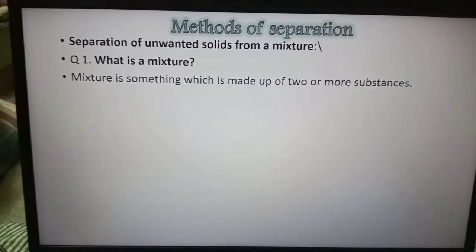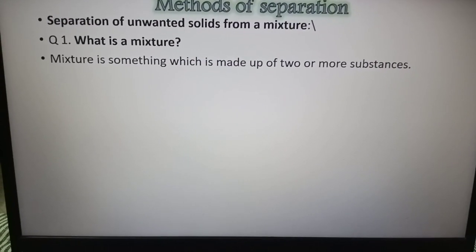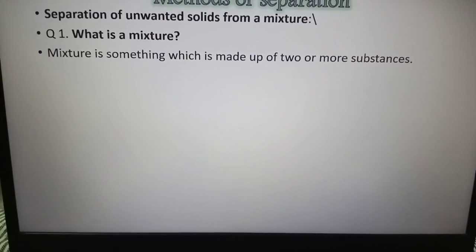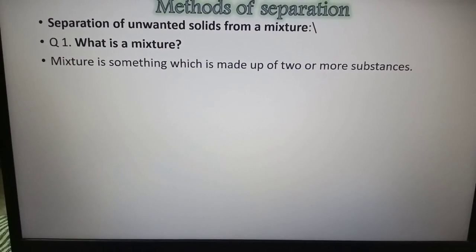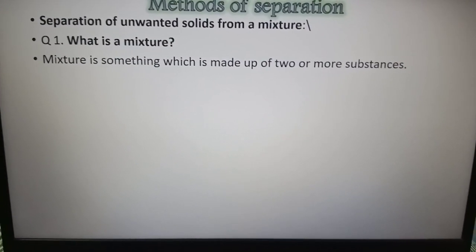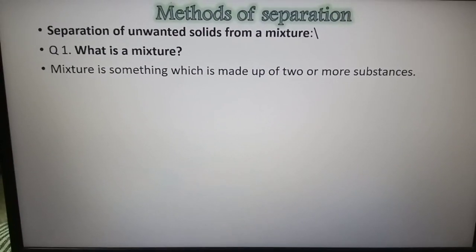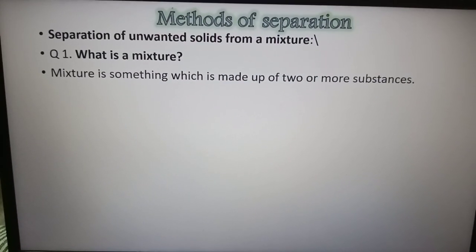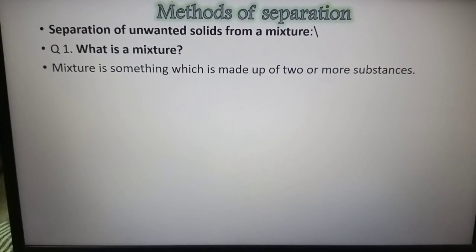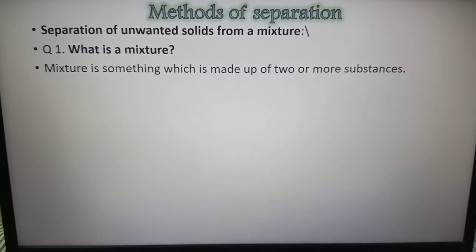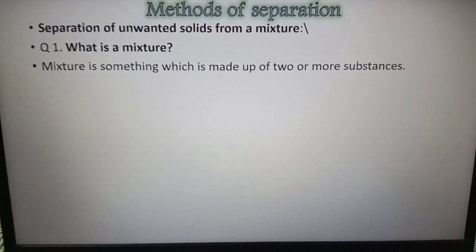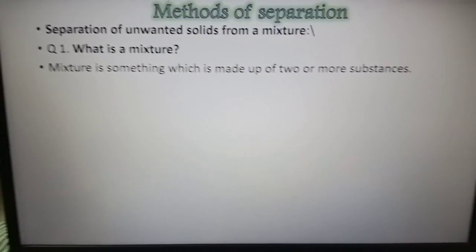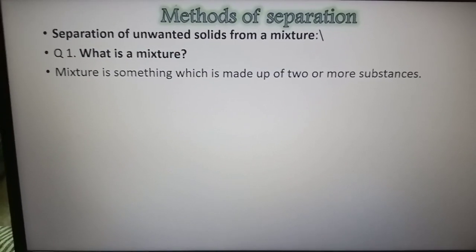A mixture is something which is made up of two or more substances. Suppose consider air. Air is made up of different kinds of gases: carbon dioxide, oxygen, nitrogen. So air is a mixture because it is made up of two or more substances. Consider lemon juice. It is made up of lemon, water, sugar, and many substances. So it is also a mixture. A mixture is basically something which is made up of two or more substances. That is called a mixture.